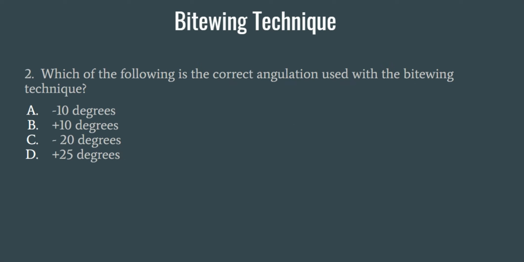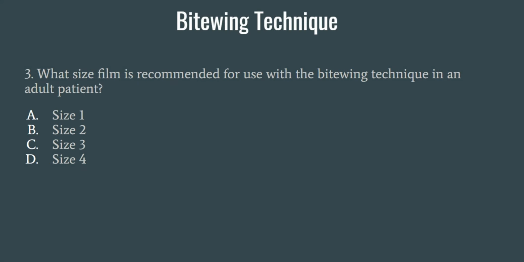Number 2. Which of the following is the correct angulation used with the bite wing technique? A. Minus 10 degrees. B. Plus 10 degrees. C. Minus 20 degrees. Or D. Plus 25 degrees. The correct answer, B. Plus 10 degrees. What size film is recommended for use with the bite wing technique in an adult patient? A. Size 1. B. Size 2. C. Size 3. D. Size 4. The correct answer is B. Size 2 for an adult patient.